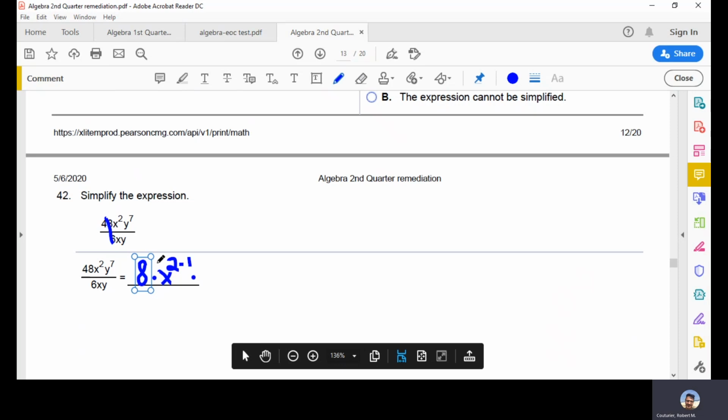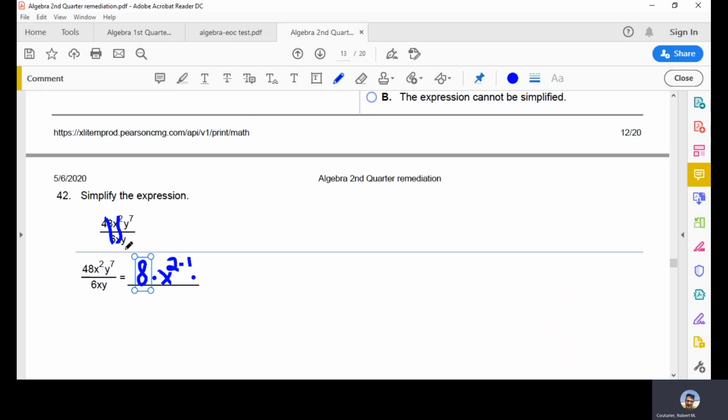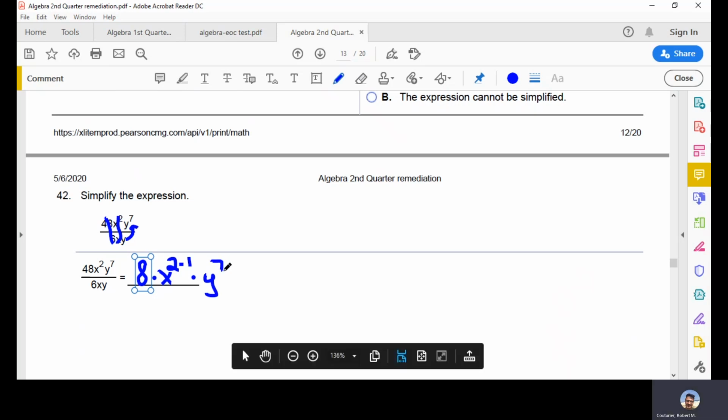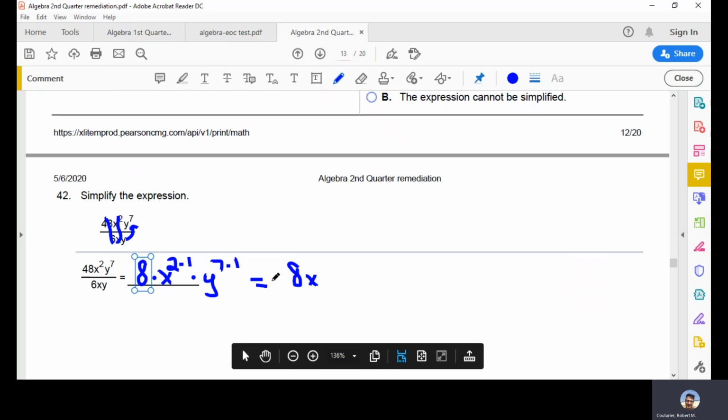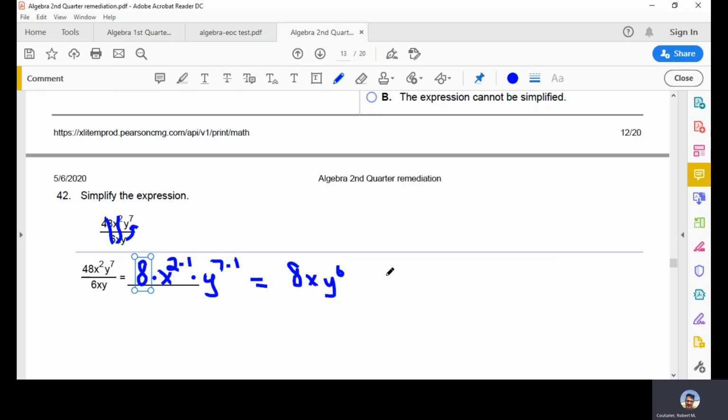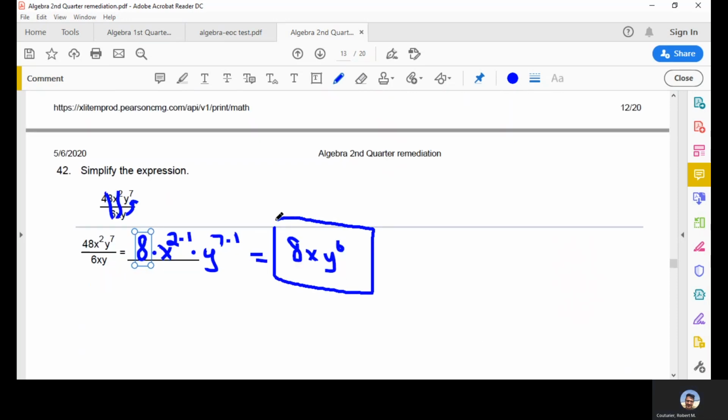Great. Now we have to deal with the y's. These x's have been taken care of. We have y to the 7th power divided by y. Well, the larger exponent is upstairs, so we need to bring the little y up as well. Y to the 7 minus 1 power. Now we simplify. 8 x to the, well, 2 minus 1 is 1. Do we write the 1? No, we don't put the invisible math in. And then 7 minus 1 is 6. So y to the 6th power. And you would be done. You have just simplified this expression here.